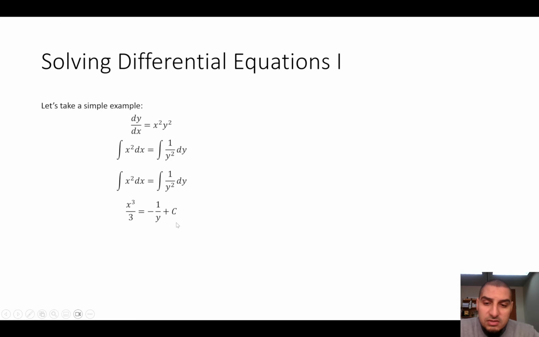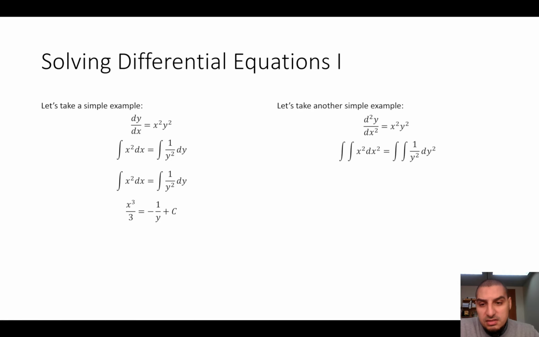And the reason we have this constant is that the differentiation of a constant is 0. So going from here to there, there is a very big possibility that there was a constant that became 0 after we did the differentiation. So when we integrate, we have to put it back here.